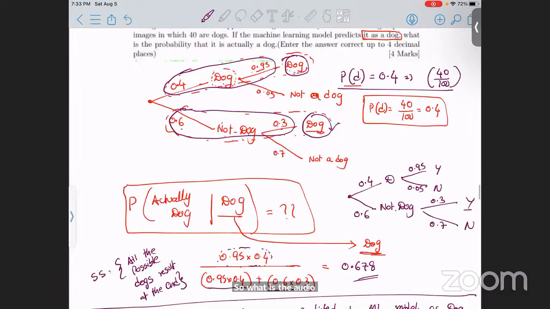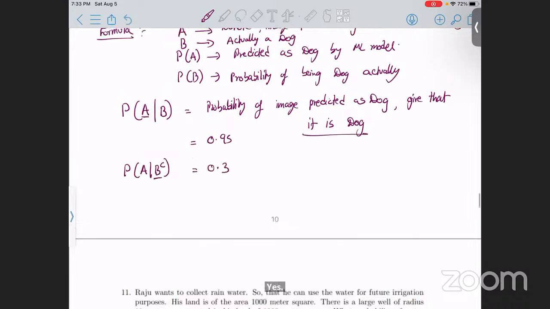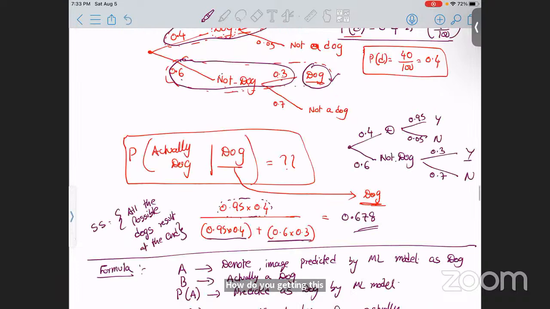Yeah, 0.95. Okay. Coming to probability of A given B complement. B complement means it is not a dog, and that is equal to 0.3. Are you getting this? Probability of image predicted as dog, given that it is not a dog.